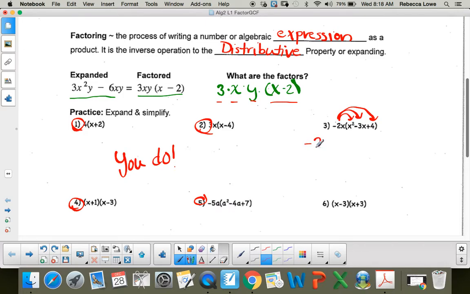So negative 2x times x squared is negative 2x cubed. Negative 2x times negative 3 is positive 6x squared. Remember, we add our exponents when we multiply the same bases. Negative 2x times 4 is negative 8x. So notice that negatives become minus signs and positives become plus signs. And that is it expanded. This is expanded form. And this form here is factored. You need to know which each form looks like.